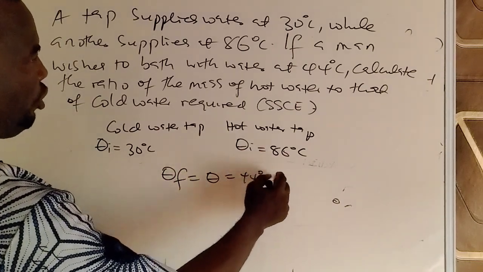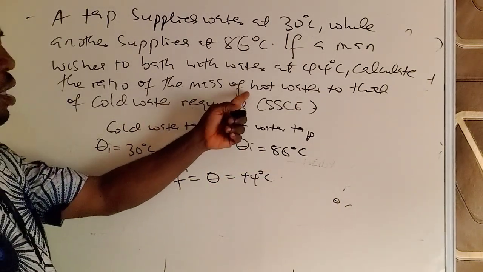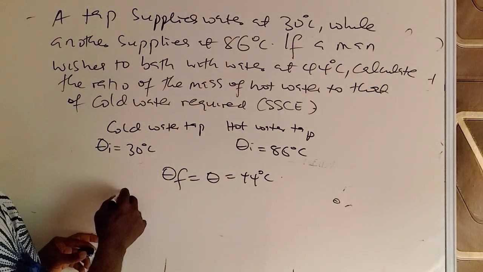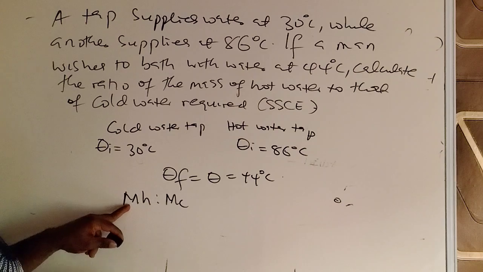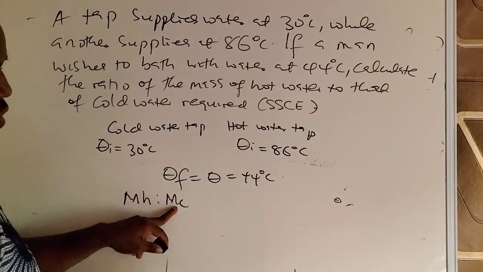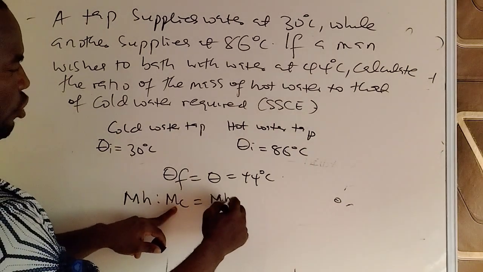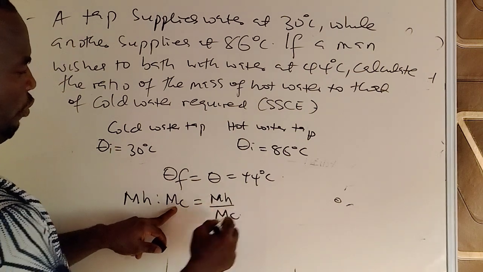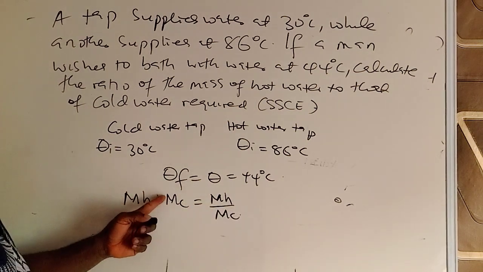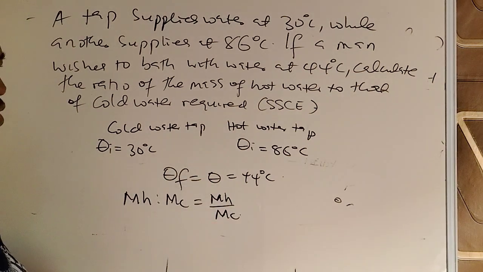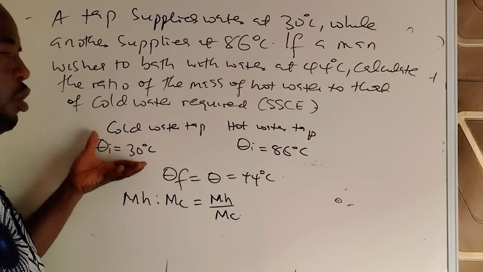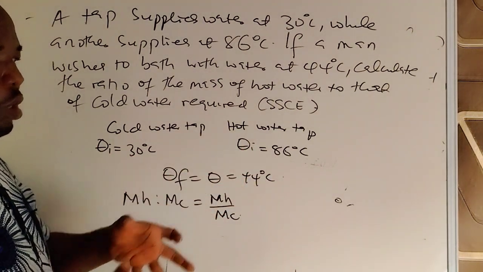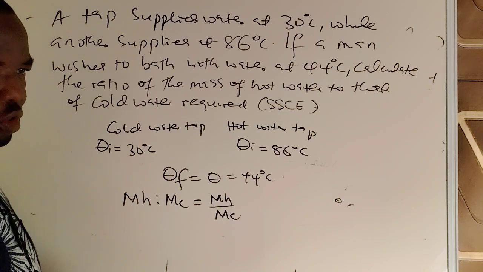So what are we looking for? We're looking for the ratio of mass of hot water to mass of cold water. So we're looking for MH over MC, where MH stands for the mass of hot water and MC stands for the mass of cold water. If you're looking for the ratio of mass of cold to hot, it should be MC over MH. For a man to take his bath with water at 44 degrees, it means he will get some cold water and mix it with some hot water. So this is all about mixture.